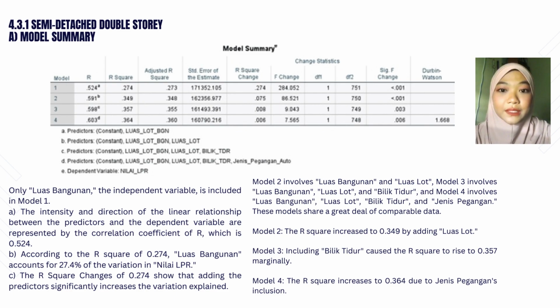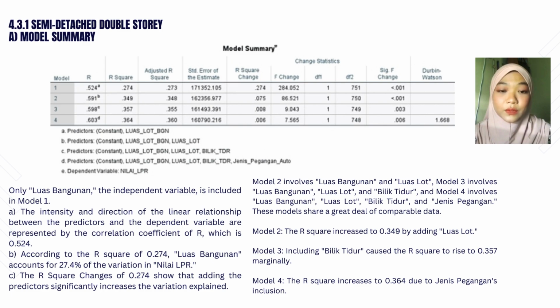Only luas bangunan, the independent variable, is included in Model 1. The intensity and direction of the linear relationship between the predictors and the dependent variable are represented by the correlation coefficient R, which is 0.524. According to the R-square of 0.274, luas bangunan accounts for 27.4% of the variation in nilai LPR. The R-square change of 0.274 shows that adding the predictors significantly increases the variation explained.